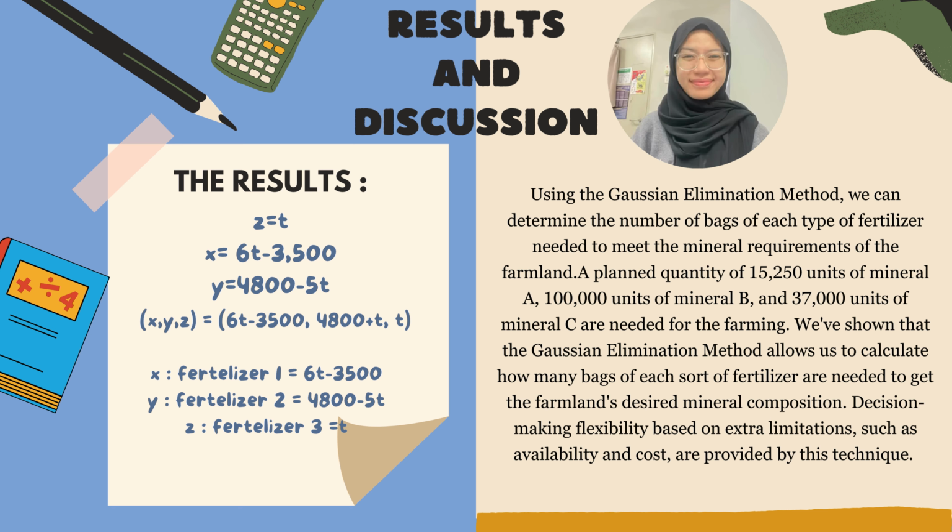For your information, to ensure realistic and non-negative values for the number of fertilizer bags, t must be any real number within the range of 584 to 960. This range is critical to maintaining the feasibility of the solution, ensuring that the calculated number of bags does not result in negative quantities, which are impractical in real-world applications.